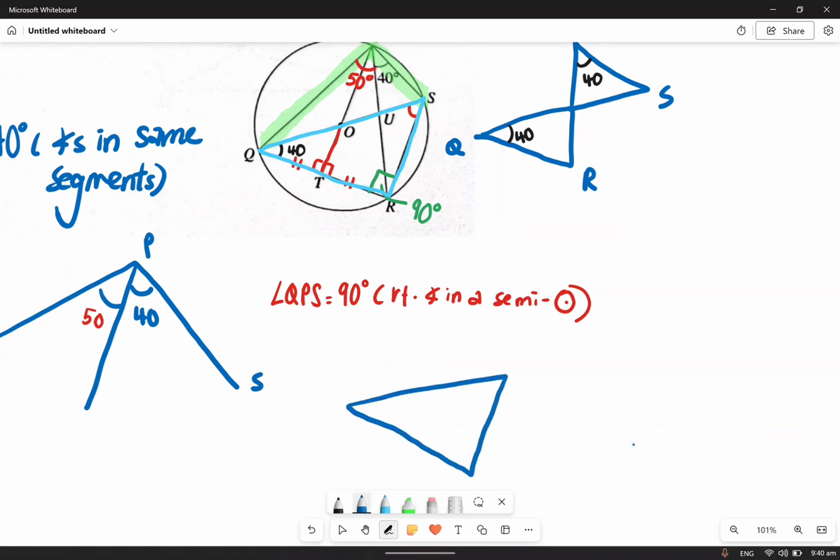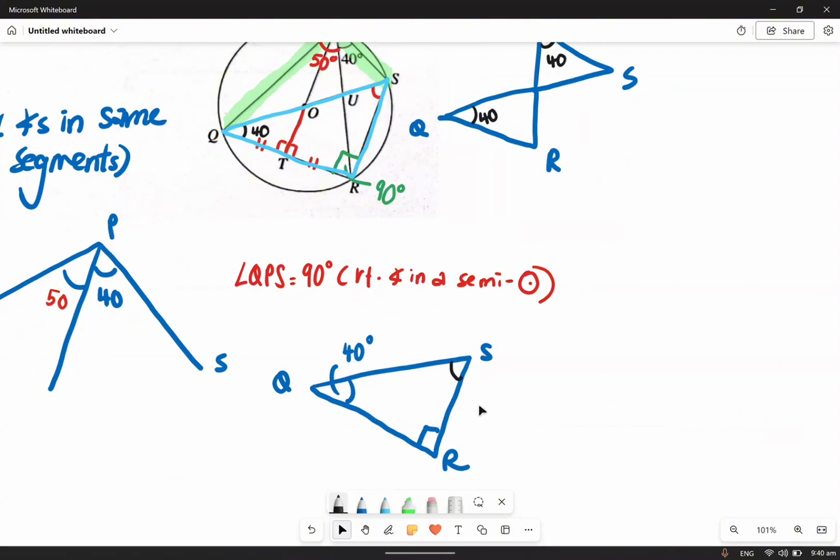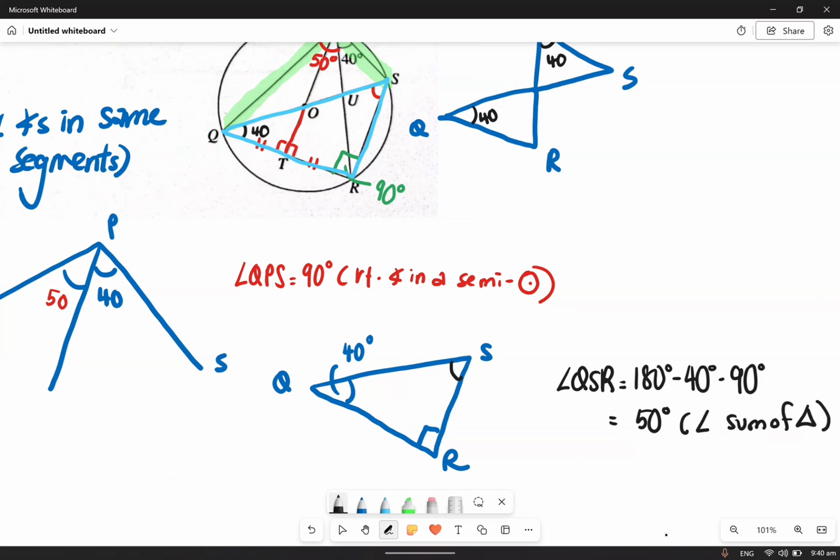So then this is 90, right? Correct. Now this Q, this QS, this R, right? This is how much? 40. Agree so far? So you want to find which one? You want to find this one over here. Can you see the black color one over here? That is what we want to find, right? So angle QSR becomes how much? 50 degrees. Agree so far? If you're wondering how to get 50, because 180 degrees minus 40 degrees minus 90 degrees. Make sense? 50 degrees. What is this called? Angle sum, the basics of the angle.